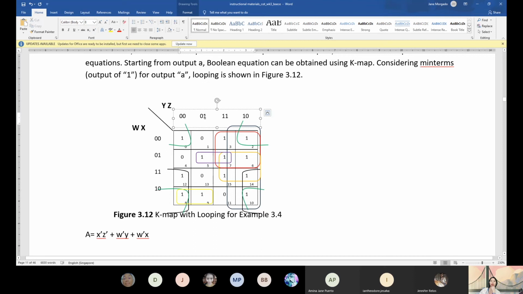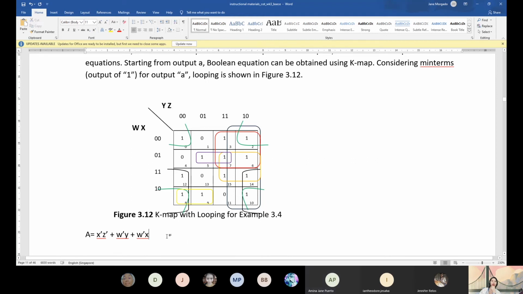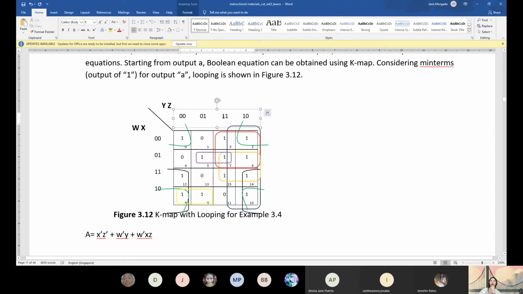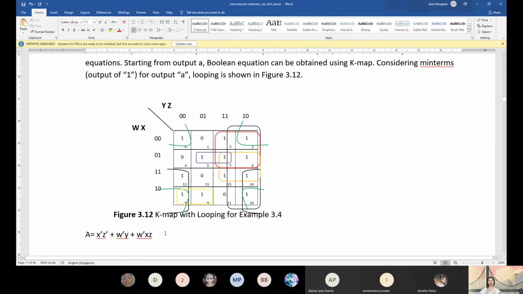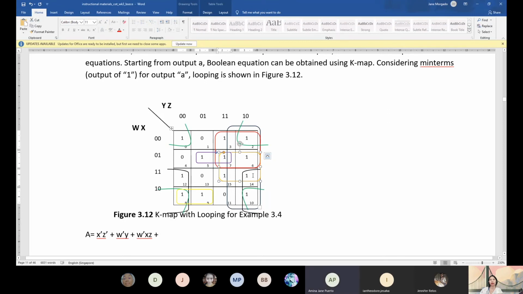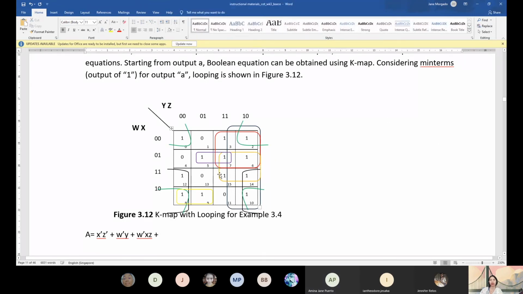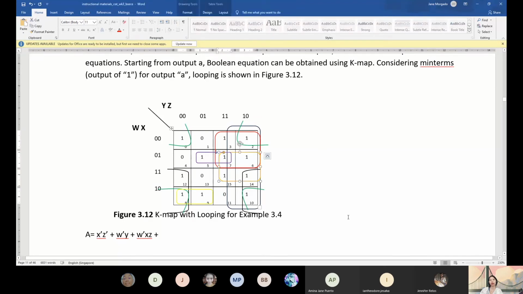Then compare Z to Z. 1, 1, that's for Z. So what is Z equal to? Z. And for Y, we have 0, 1. Eliminated. So for the violet loop, the simplified term is W prime X Z. Next, what else? We have orange and yellow. This is orange. This is yellow. So let's have the orange.